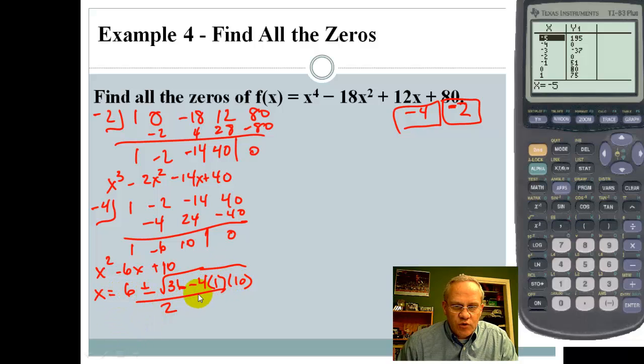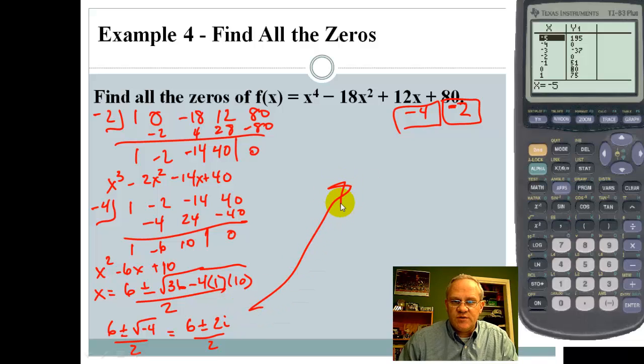So let's see if we can start working this out. We've got 6 plus or minus 36 minus 40 is a negative 4. And remember, a negative brings out an i, and the square root of 4 goes out evenly, right? So this is going to be 6 plus or minus 2i over 2. And again, both of these can divide evenly by 2, so we'll divide 6 by 2 and 2 by 2. So what we end up with here will be 3 plus or minus i. Okay, so 3 plus or minus i. So there's our four zeros: negative 4, negative 2, 3 plus i, and 3 minus i. There's our 4 zeros. Okay?